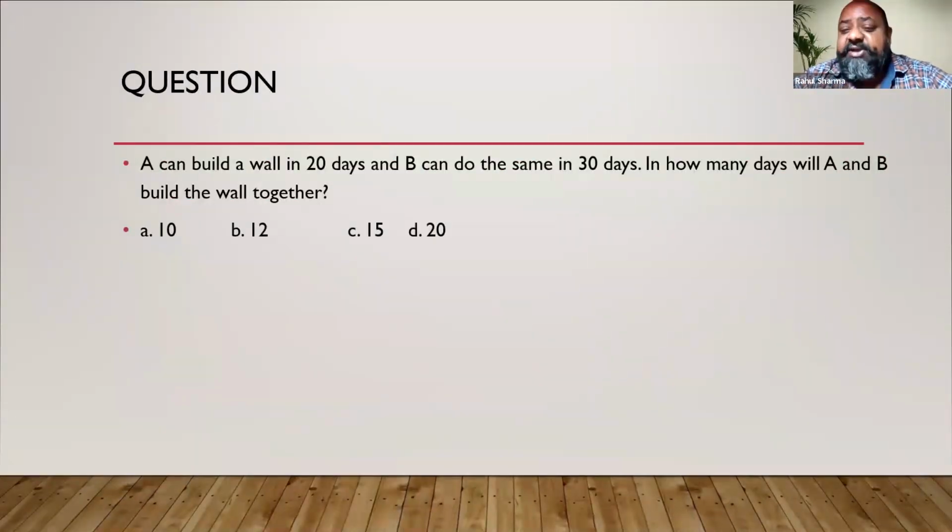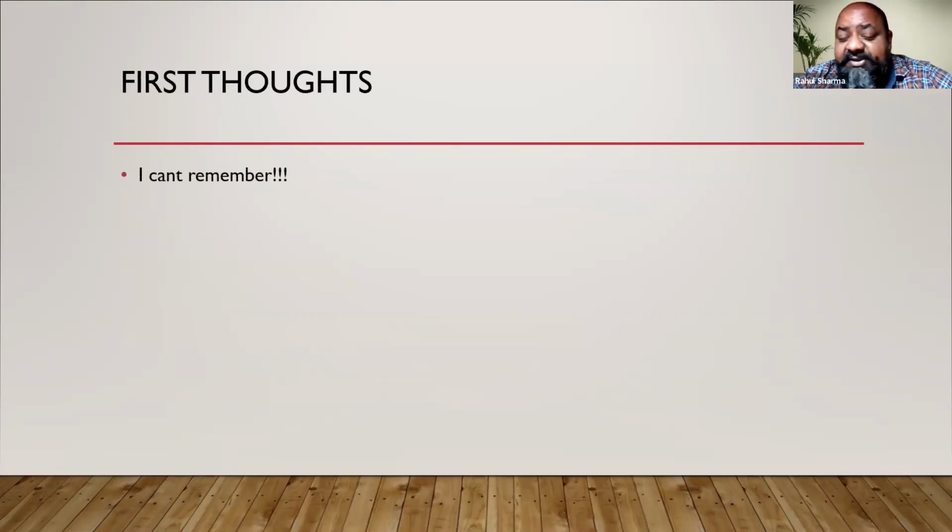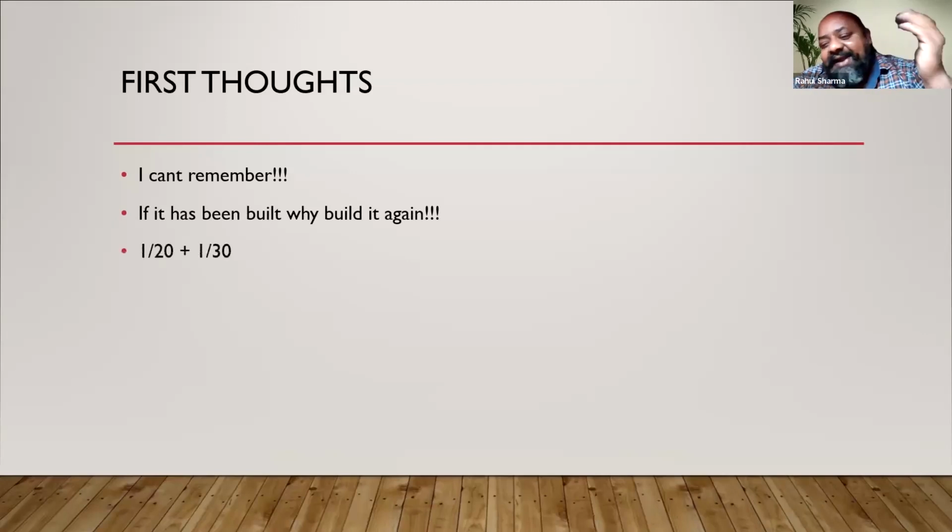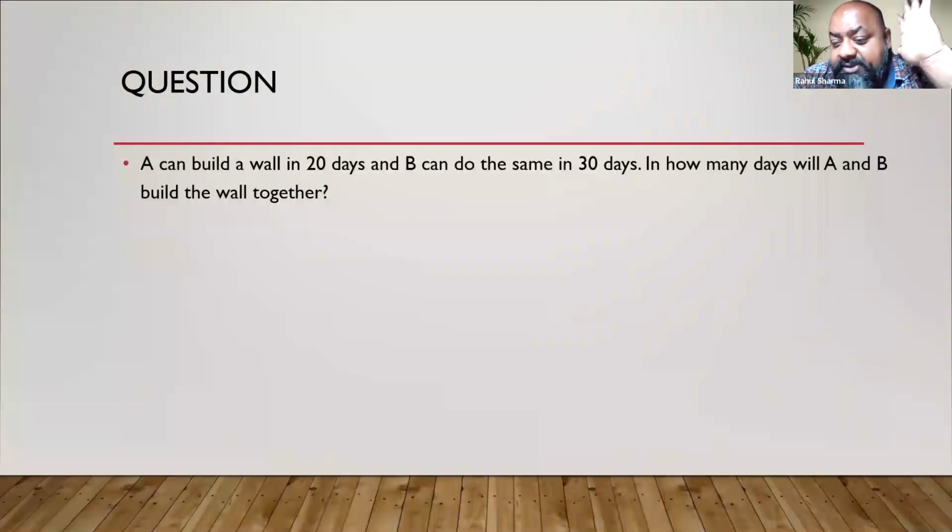For example, कुछ basic से questions से शुरू कर रहा हूँ. A can build a wall in 20 days, B can do the same in 30 days, and how many days will A and B build the wall together, right? Now, anyone who is okay with maths will say, "एक बहुत basic question है, कर लेगा, बिल्कुल ठीक है." But for some of us, our thoughts would be, यार ये किया था पर याद नहीं आ रहा है. नहीं, not 15. Some of you will say, if the wall has been built, why is B doing it again, right? And then some of you will realize that 1/20 plus 1/30 को add कर दो, आंसर आ जाएगा. मैं सिर्फ ये बोल रहा हूँ, that is not concept per se.